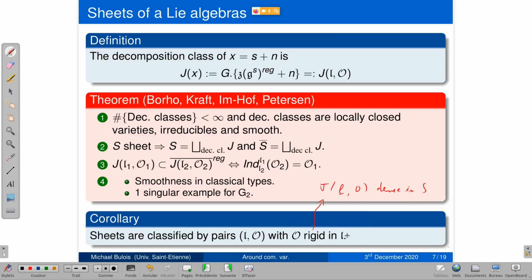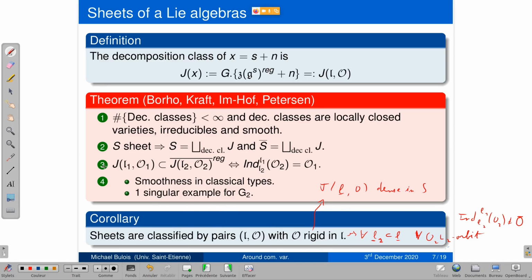O is rigid in L. And what does it mean? It means that for all L2 inside L, for all orbit O2, so this is an L2 orbit, the induction from L2 to L1 of O2 is different from O. So those are the nilpotent orbits which are not induced from any other orbits in smaller Levi. In this case, we call them rigid. It's possible to classify rigid orbits, and we have a classification of sheets by this means.